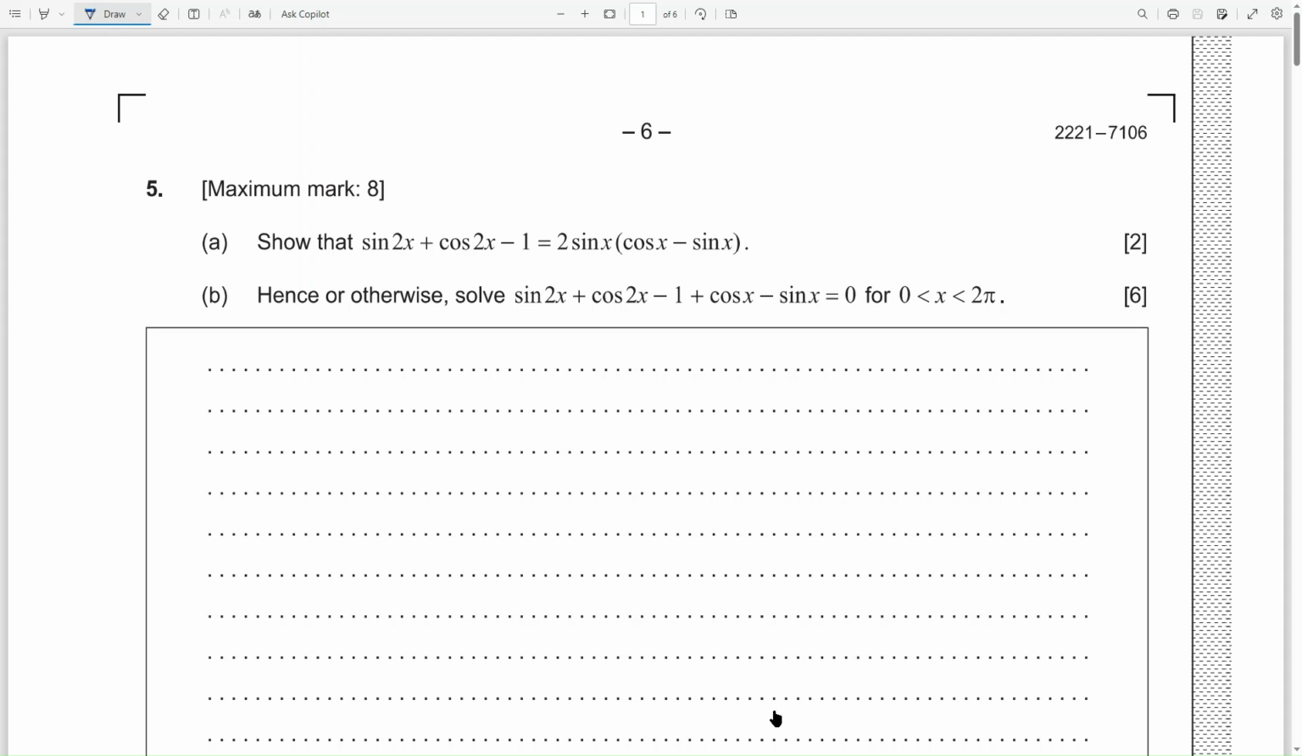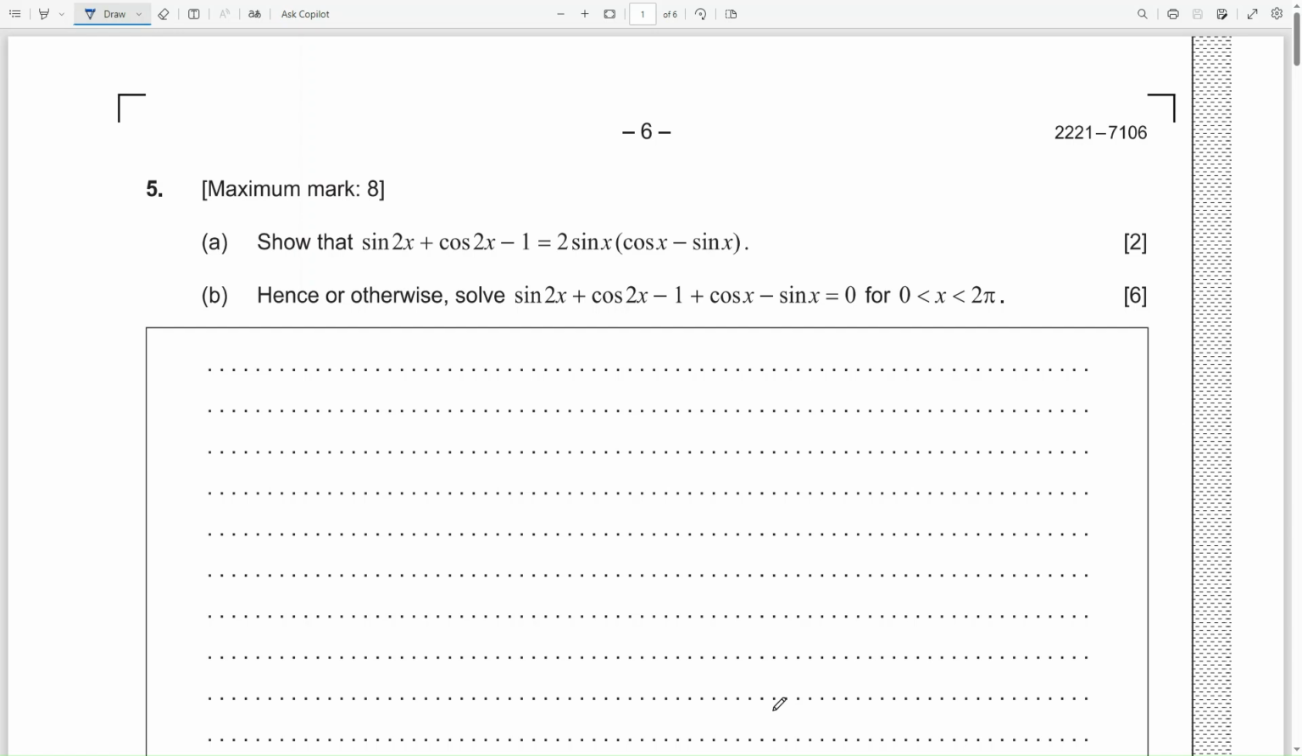Hi, in this video, we're going to discuss solving trigonometric equations for the IB Analysis and Approaches non-calculator paper. The first question says, show that sine 2x plus cos 2x minus 1 is equal to 2 sine x times (cos x minus sine x).